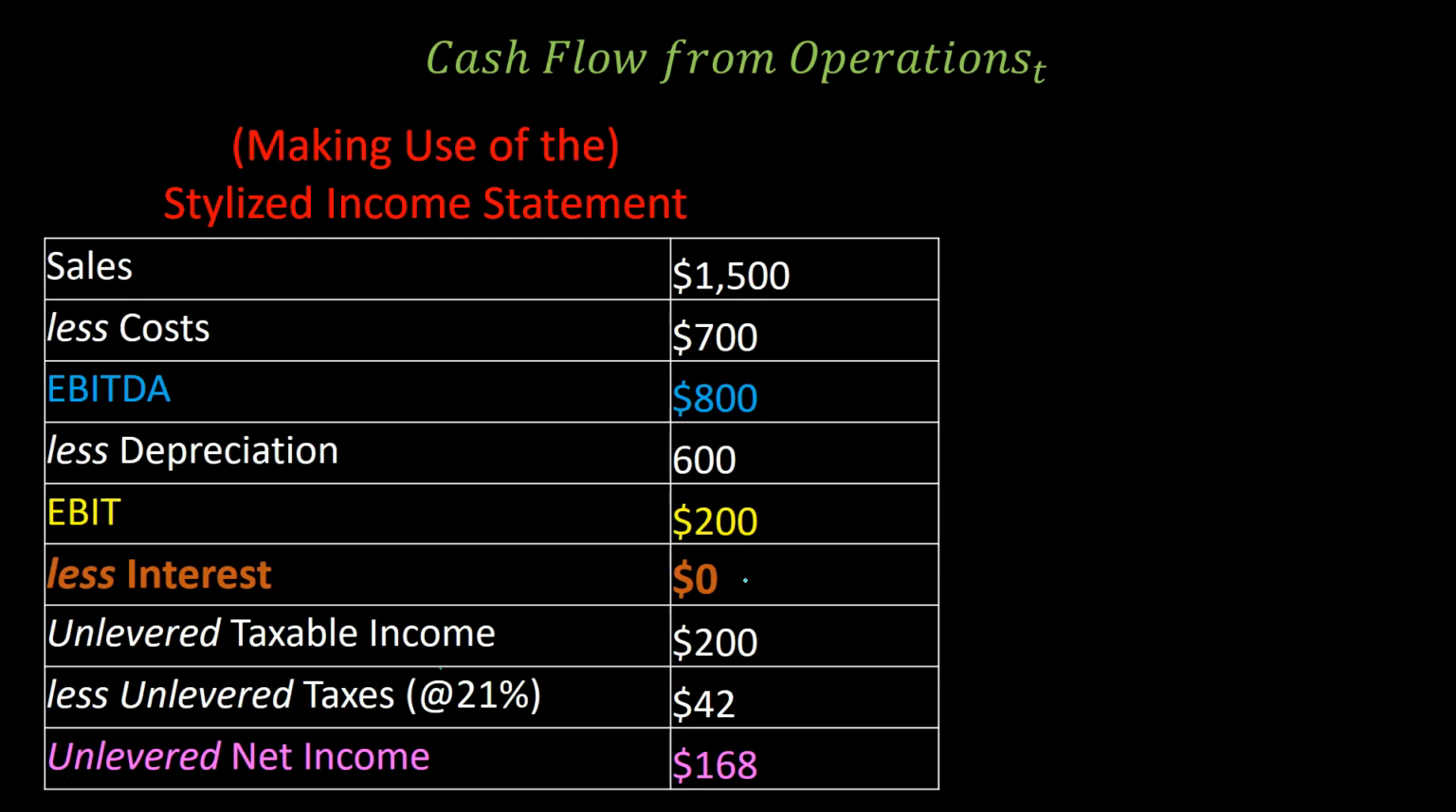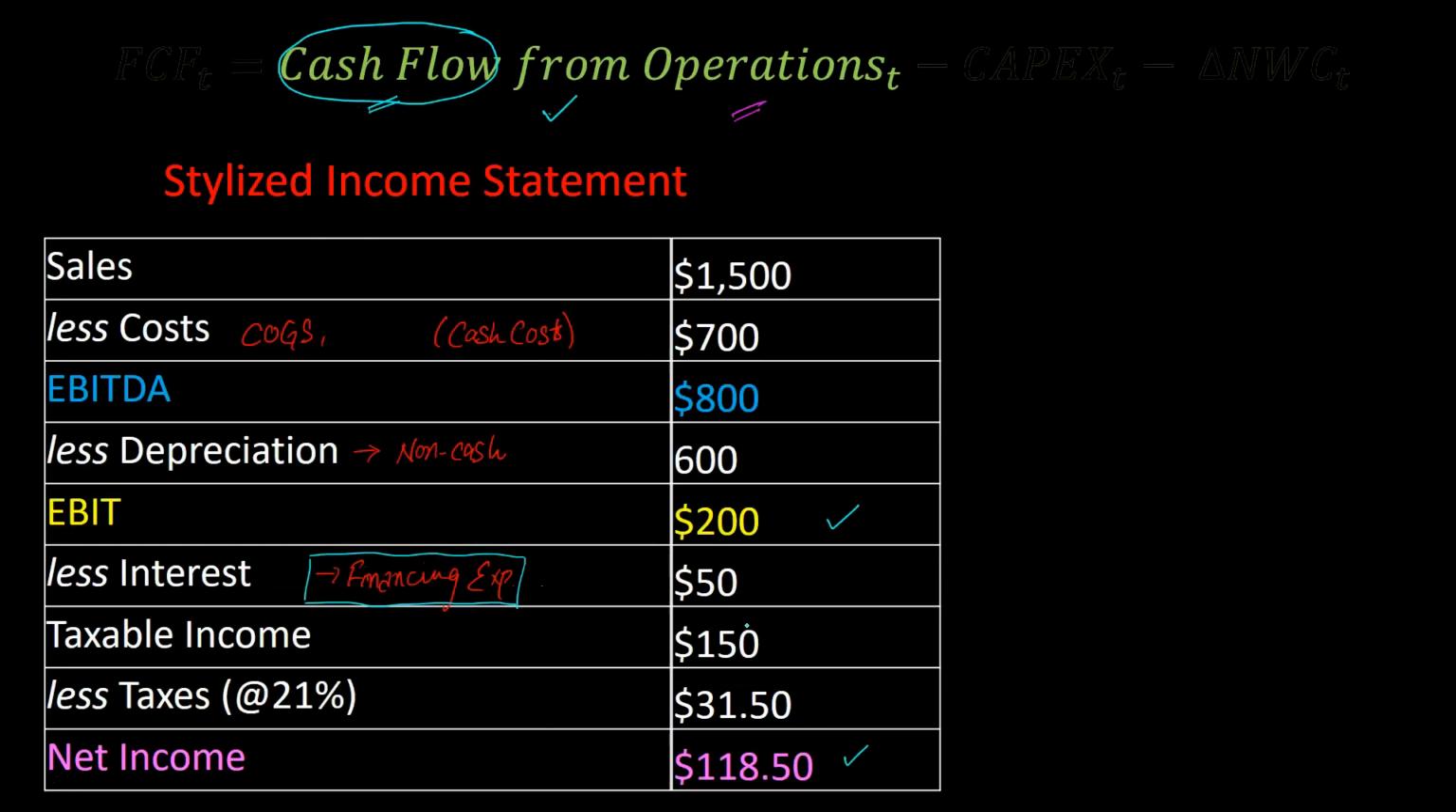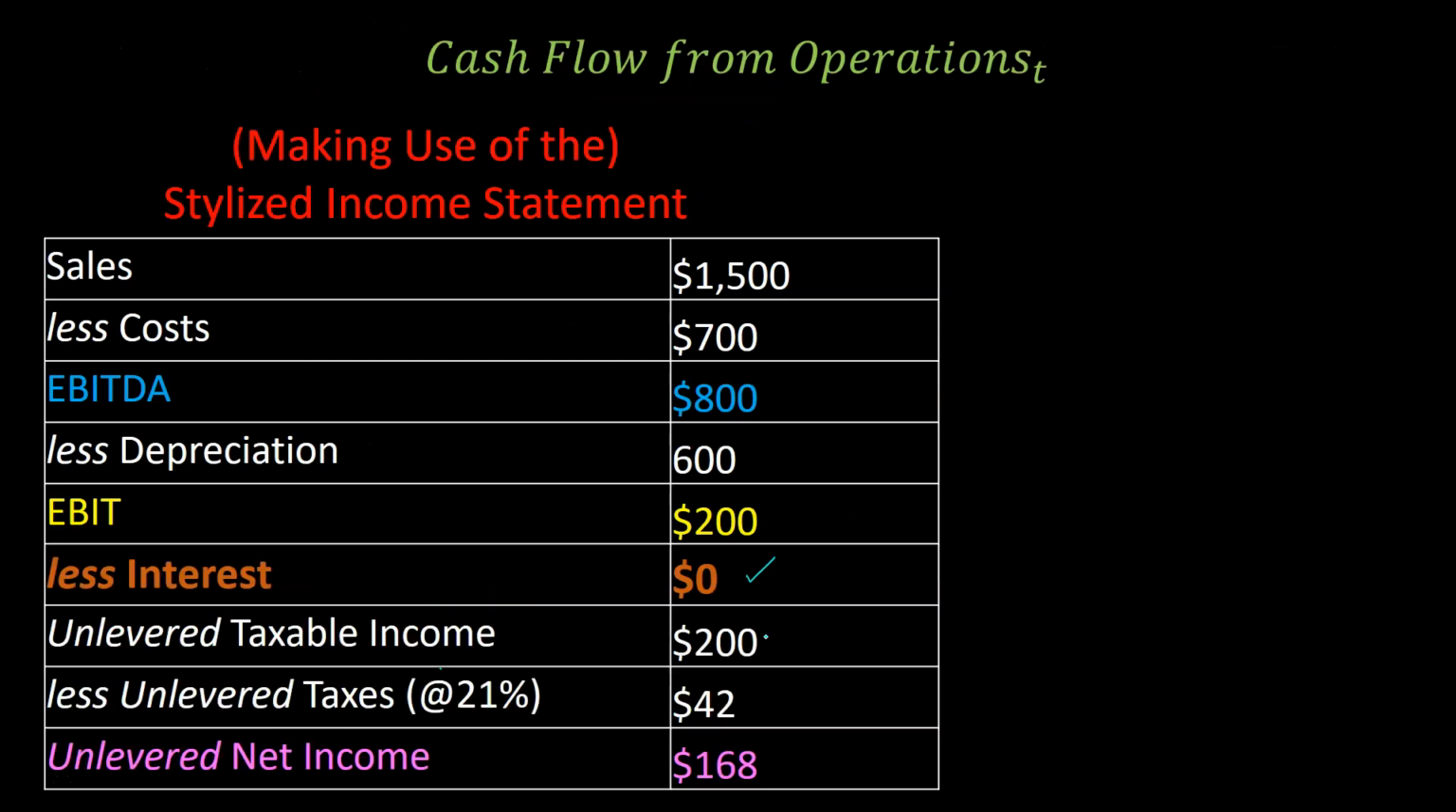Again, the reason why we're doing this is because we don't want to taint our measure of cash flow from operations with something like financing expenses. So the way we do that is by pretending as if there is no financing expense like interest expense. So we assume that interest expense is zero, which means that our taxable income comes out to $200. Now, I want to be clear, this is not your actual taxable income. Your actual taxable income next year is going to be $150, but we are doing something else altogether right now. We're trying to measure cash flow from operations.